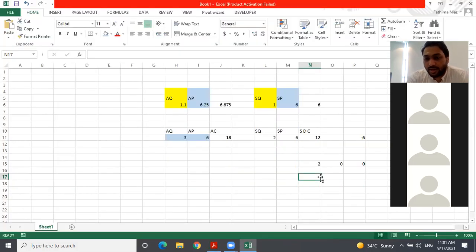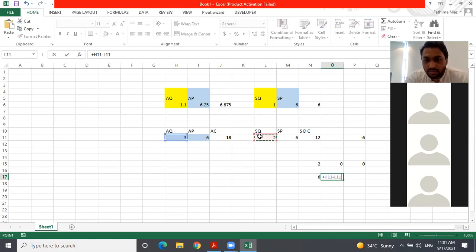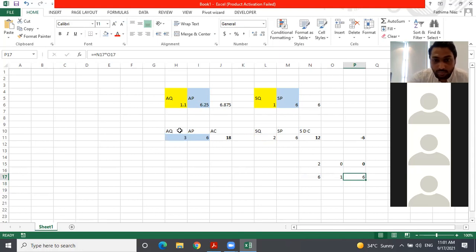So here what you will do, you will take your standard price. Clear? Why? Because the price has no variance, right? Yes. Okay, so 6 into what was that? 3 minus 2. Got it? Okay. Clear.